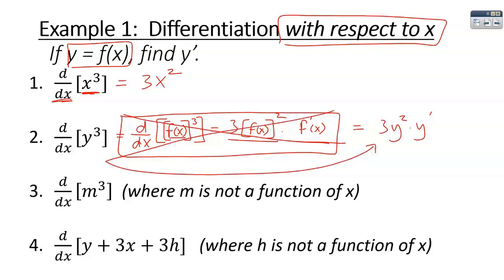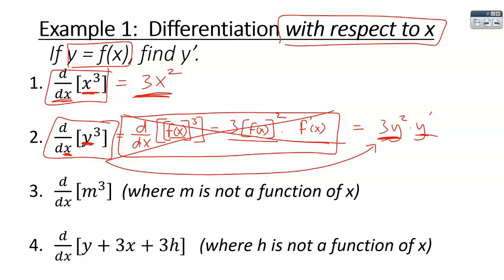And here's why. Compare the derivative of x cubed and the derivative of y cubed. Look at their answers. This one is 3x squared. This one is 3y squared. The only difference is that this one has a y prime next to it. That's the only difference. So in other words, whenever this variable doesn't match this variable here, basically just take the derivative like you normally would, and don't forget to put a y prime next to it.